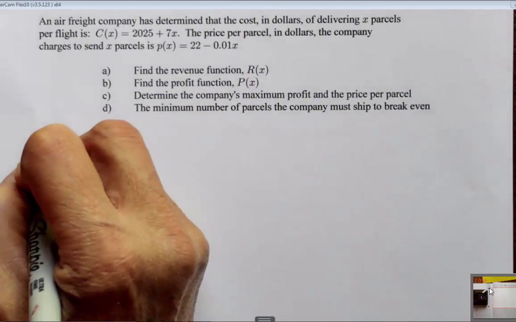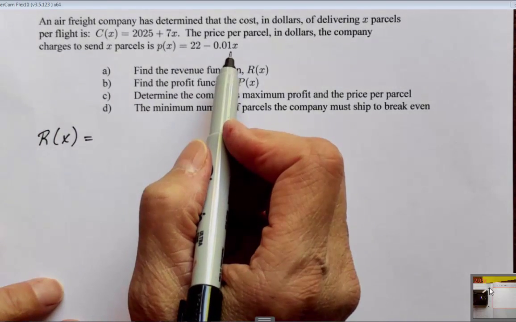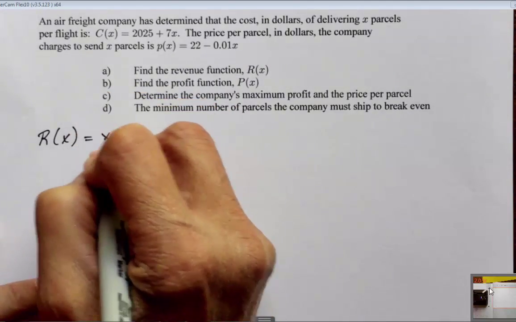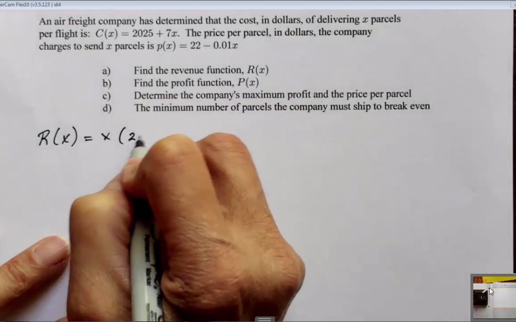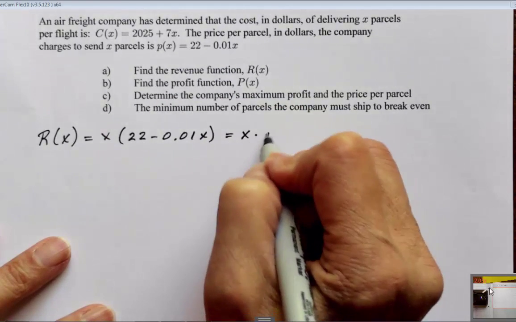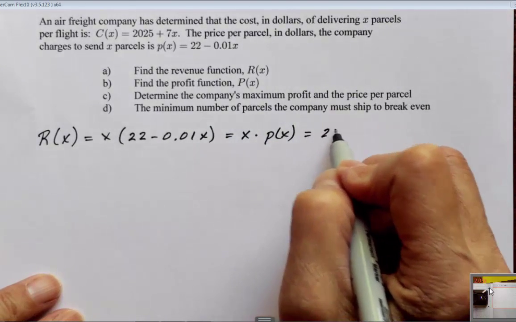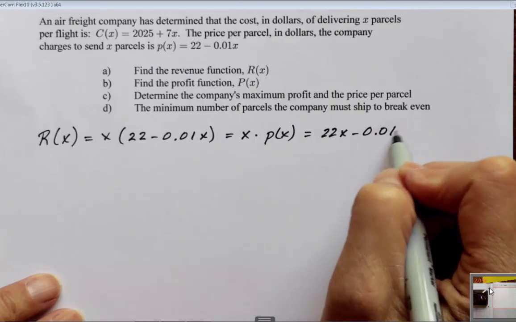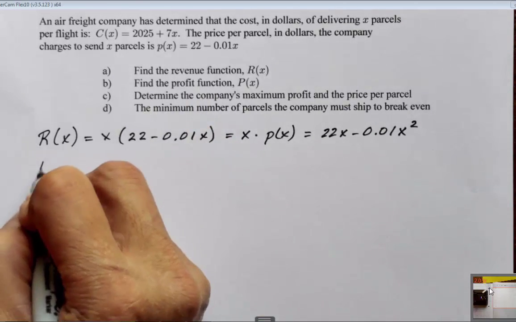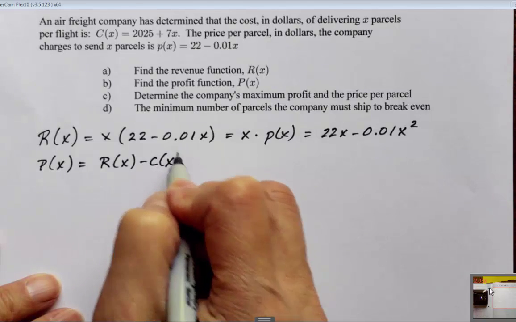To find our revenue function, that's going to be our price per parcel times the number of parcels, which is x. So the number of parcels, x, times the price per parcel, 22 minus 0.01x. So this is x times p(x). And then simplifying that gives me 22x minus 0.01x squared. So that's my revenue.